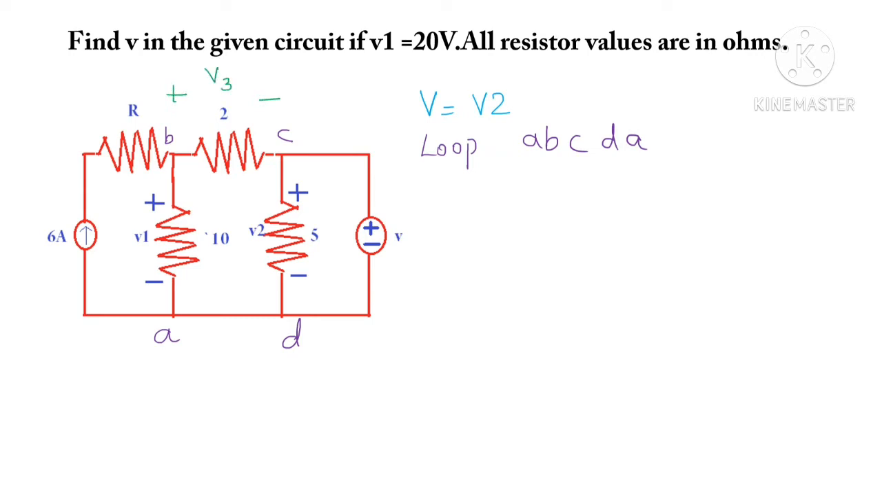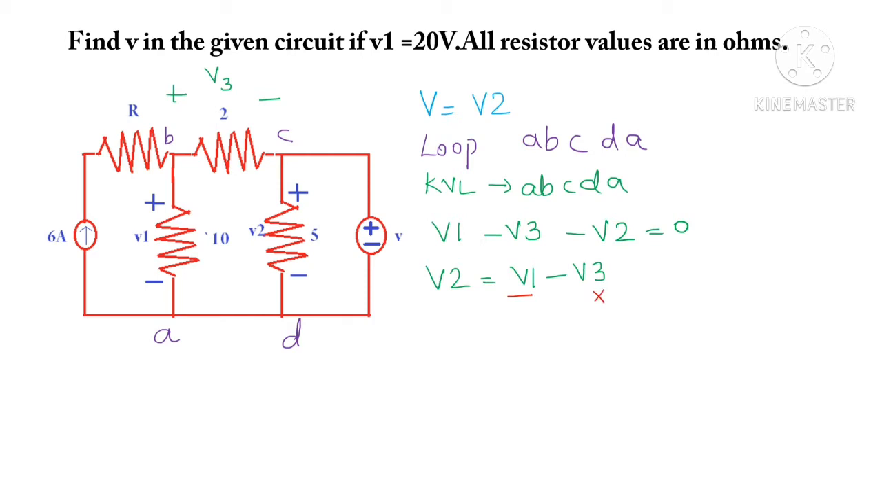Okay, so now we apply KVL to this loop, that is A, B, C, D, A. What are we going to get? It is V1 minus V3 minus V2 equal to 0. So V2 is equal to V1 minus V3. We have been provided with this V1, but we don't know the value of V3, so we have to find it. V3 is nothing but the current flowing through this 2 ohm resistor into 2. So how do we find the current through the 2 ohm resistor?